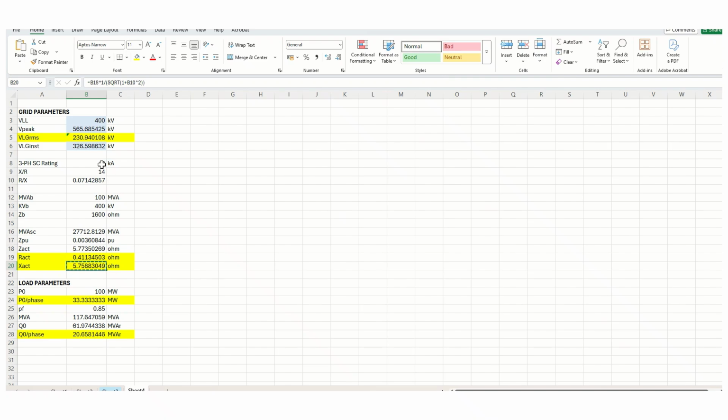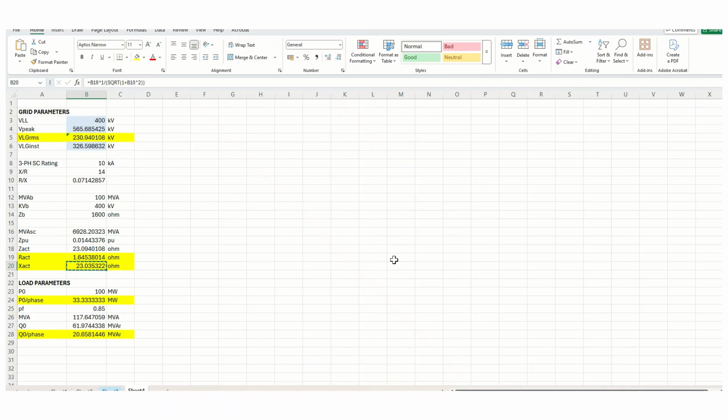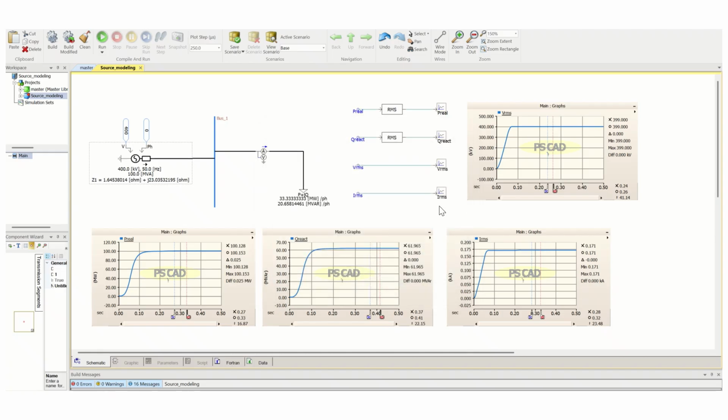Let's say we are considering, instead of 40 kiloampere, if the source current, meaning grid short circuit level, is 10 kiloampere. So in that case, let's model this resistance value and reactance value here. Let's run this.